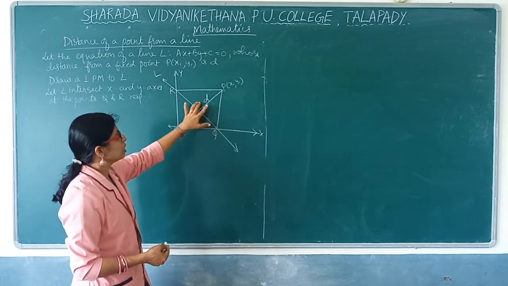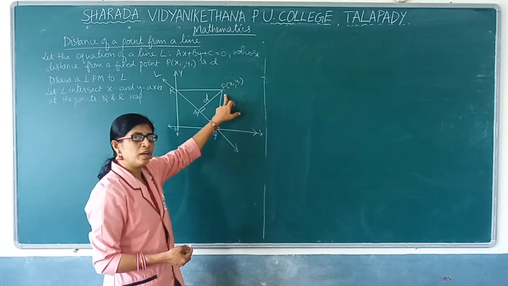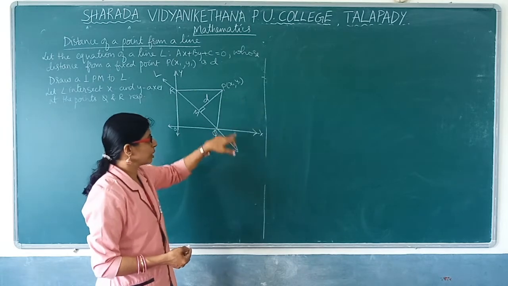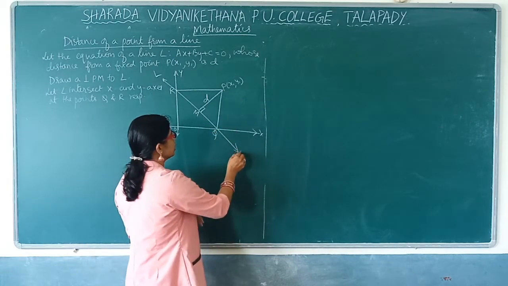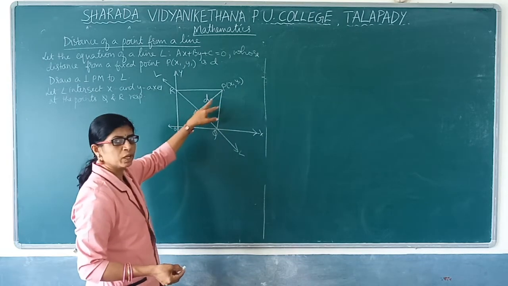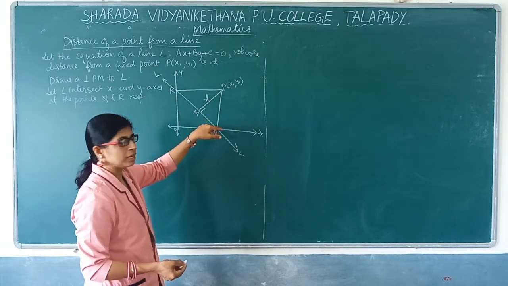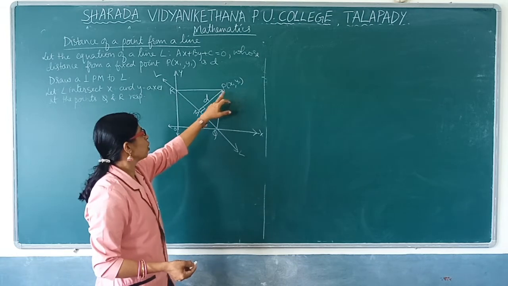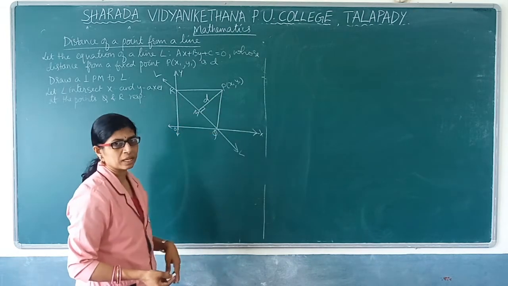What is d? It is the distance of a given point P(x1, y1) from the line L. Okay, this is your line L. How far is this point P from the line L? The perpendicular distance is what we are going to find now. You have to draw PM perpendicular to the line L.